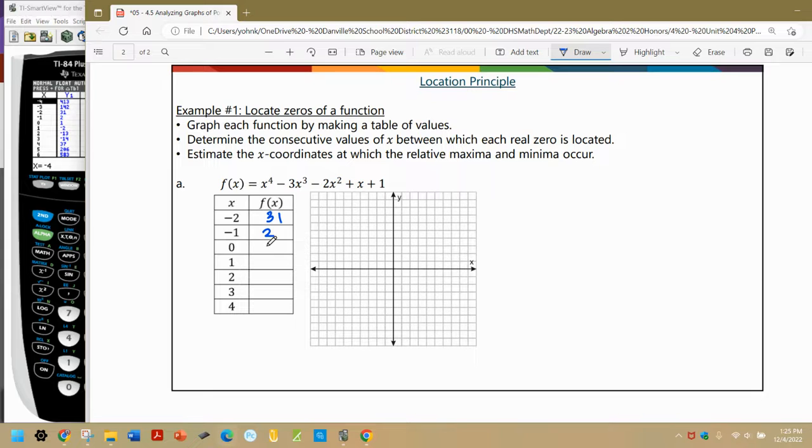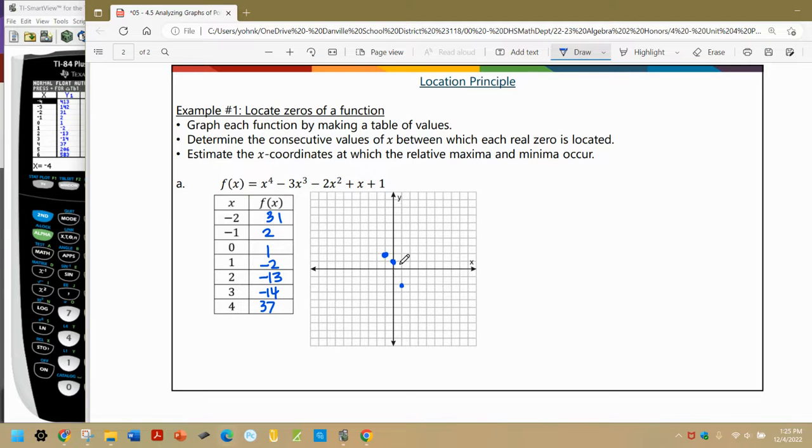-1 is 2. 0 is 1. 1 is -2. 2 is -13. 3 is -14. And 4 is 37. All right, so now we're going to graph the ones that we can graph. So that looks like -1, 2, 0, 1, 1, -2, 2, -13. Oh, okay, so the rest of them are pretty much all off the graph.